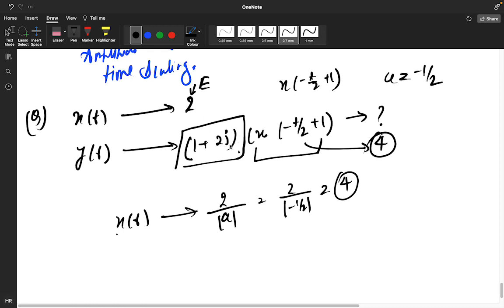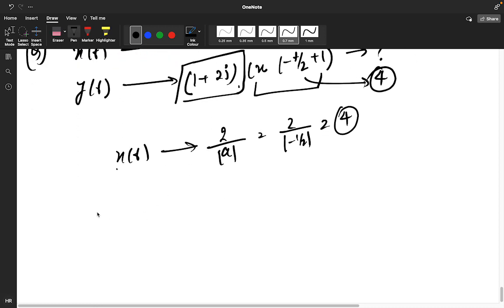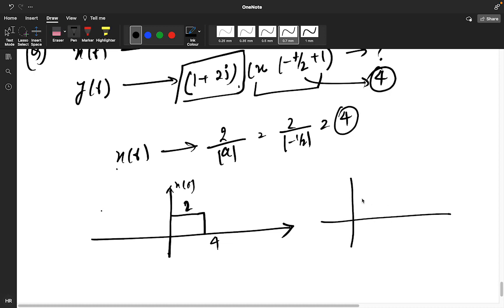But here something is given. Some scaling is happening. So write it down. I'm telling you, then you will understand. If you have a particular energy like this, this is my x of t, this is my 4, this is my 2. Now the next signal is 0 to 4 only, but I have scaled it to 2x of t. 2x of t means this value is becoming 4. Some scaling is happening.